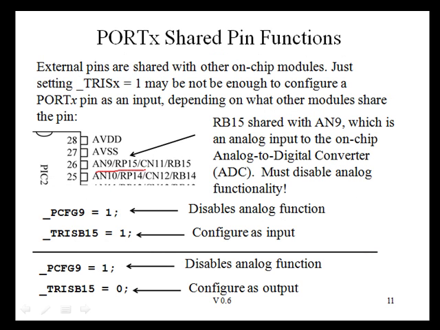Most external pins on the PIC24 are actually shared between different on-chip modules. Whenever sharing or using a particular pin, we need to be careful to disable other functionality that may be present on that pin. For example, RB15 also shares a pin with the analog to digital converter. What that means is that whenever we're using this pin as a digital input or output, we have to disable the analog functionality by setting a particular bit in a special function register. We're going to try and hide this functionality from you via macros, which we'll talk about in a future slide.